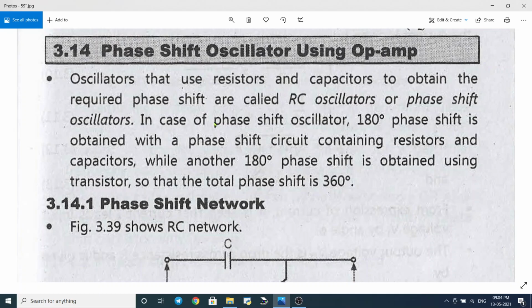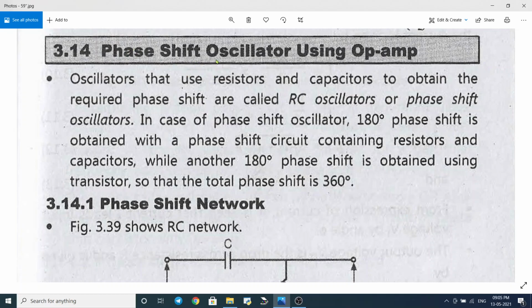The second type of RC oscillator circuit is the phase shift oscillator. We are seeing the RC oscillators. The first type of RC oscillator is the Wien bridge oscillator. Now the second example of RC oscillator is a phase shift oscillator. All of these are sinusoidal oscillators, meaning their output will be a sine wave.